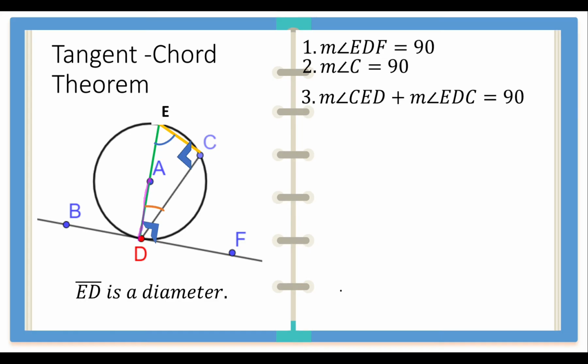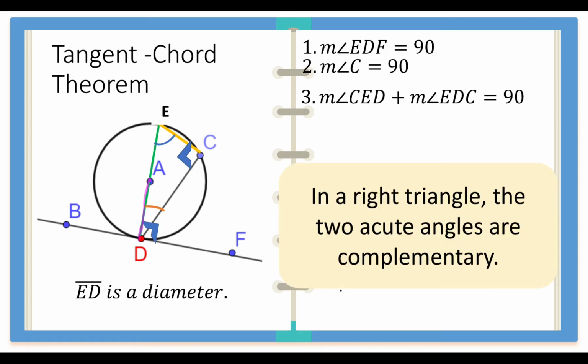Now let us take note that when we drew the segment EC, a right triangle is actually formed, that is triangle EDC. Since we have a right triangle, in a right triangle the two acute angles are complementary. And what do we mean by complementary angles? These are two angles whose measures sum up to 90 degrees. Thus, our statement number 3.